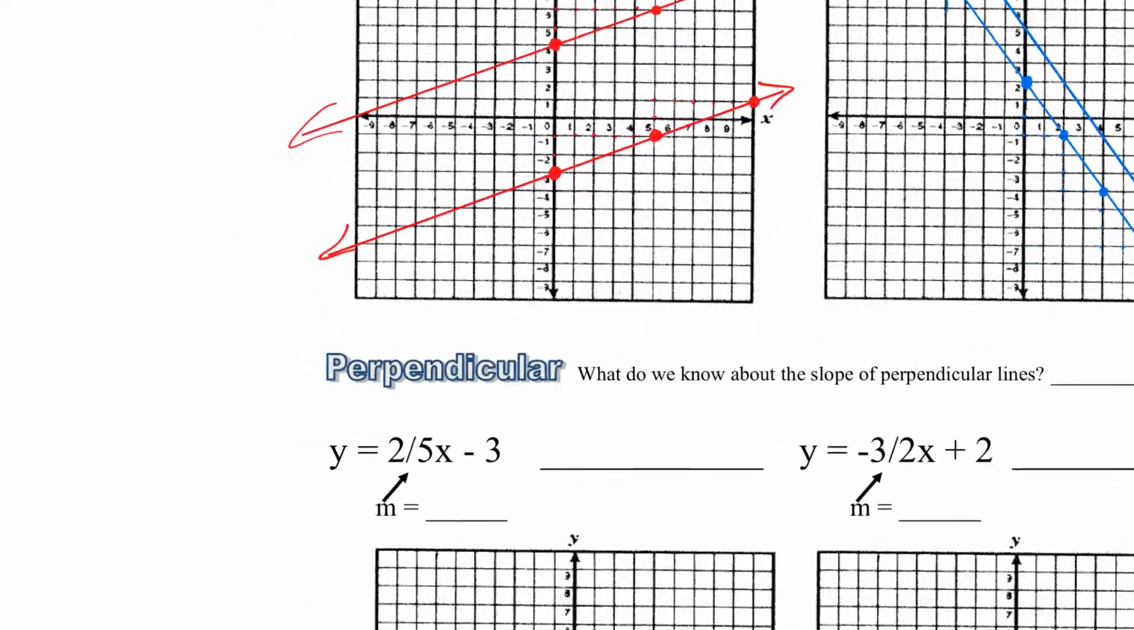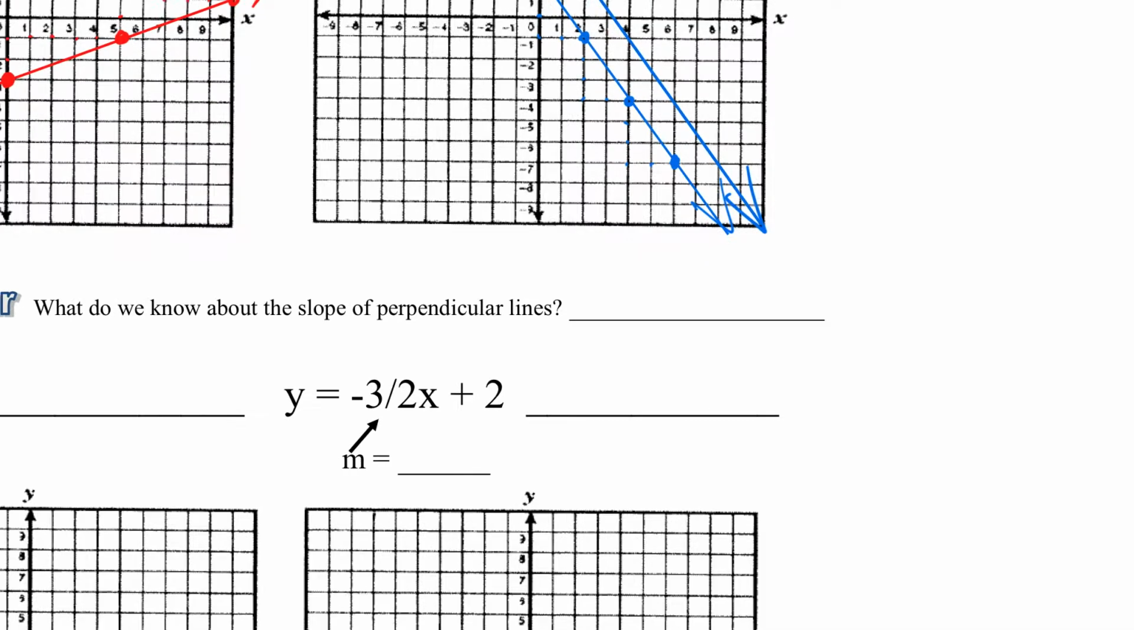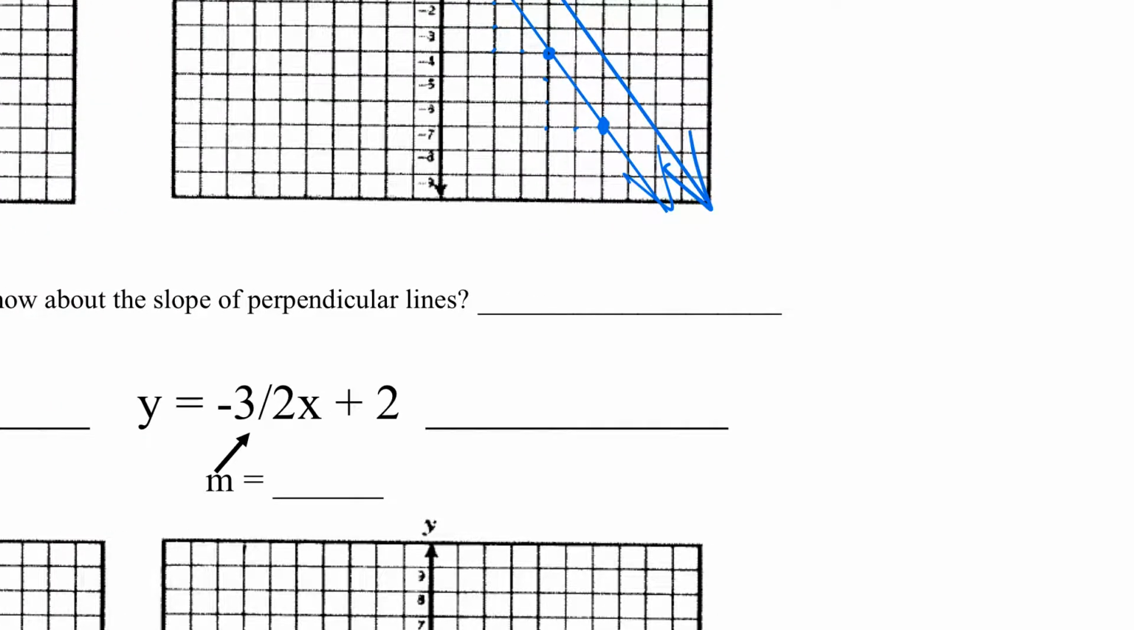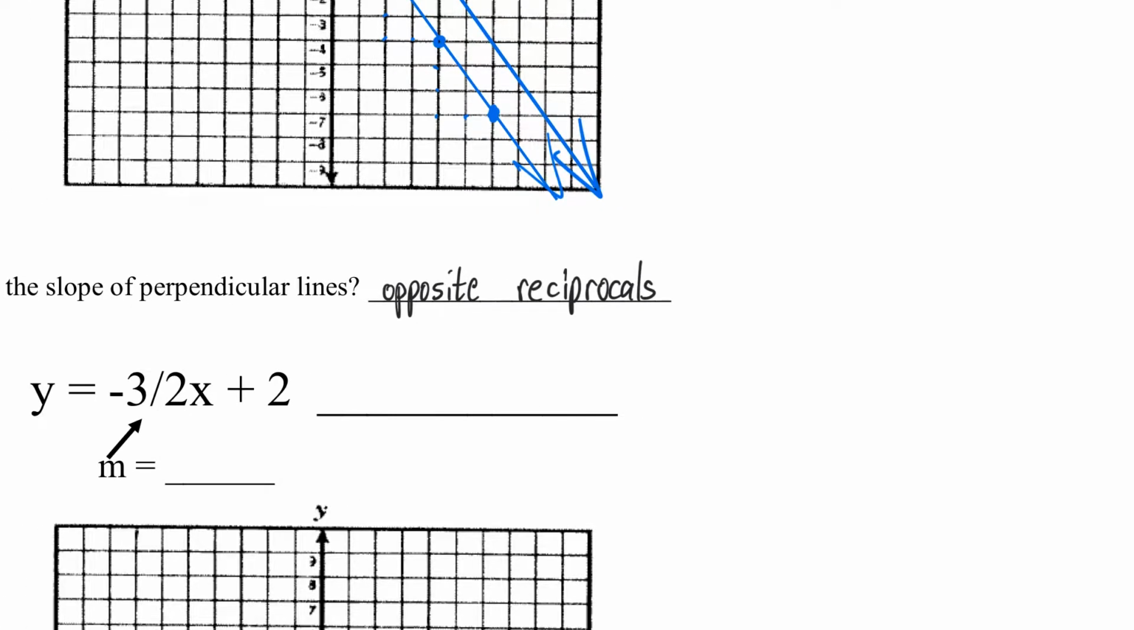Now, what do we know about the slope of lines that are perpendicular? Okay, good. They are opposite reciprocals of each other. So if two lines are perpendicular, their slopes are opposite reciprocals. Just as an example, if a line has a slope of 7/8, what would be the slope of a line perpendicular to that line? Negative 8 over 7. So notice they both have different signs. 7/8 is positive, negative 8/7 is negative, and the numbers are flipped.